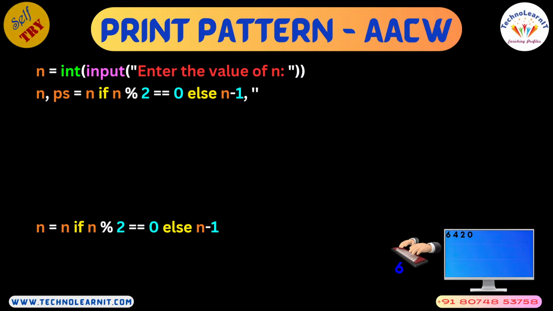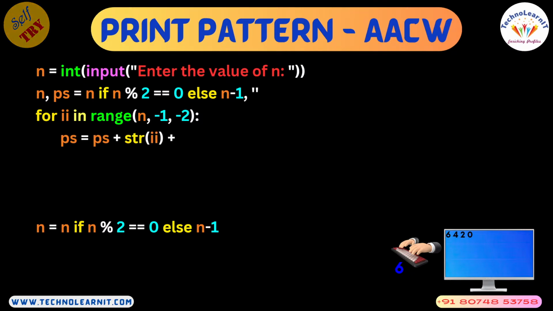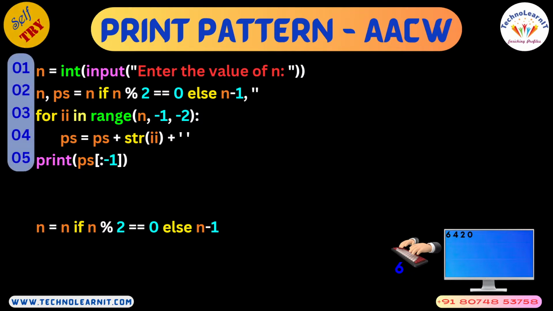Okay, with that n value will be updated accordingly, and ps value, which is print string value, will always start with an empty string, so that empty string will be the second value assigned to the second variable ps. Range, same range will work for us, and print string plus convert the ii value to string and then use a single space. Finally print ps by excluding the extra single space.